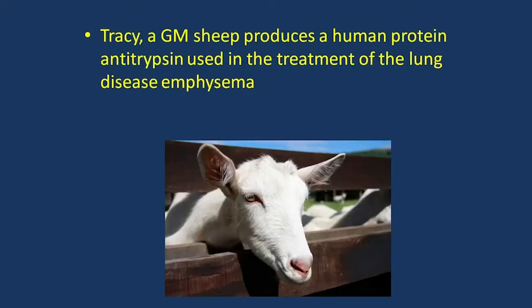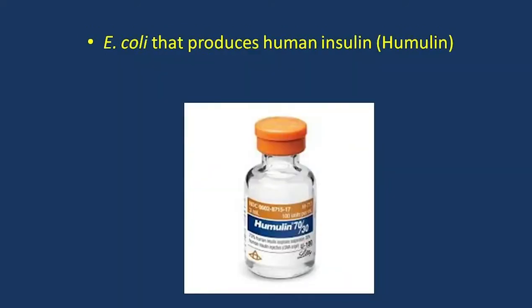Another example is the sheep called Tracy. Tracy produces antitrypsin in its milk. Antitrypsin is used in the treatment of the lung disease emphysema. Another example of a genetically modified microorganism is genetically modified E. coli that produces the human protein insulin. It is called humulin. It was produced by the American company Eli Lilly and Company, USA.